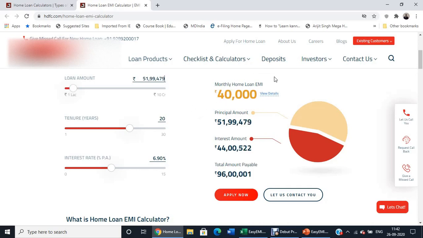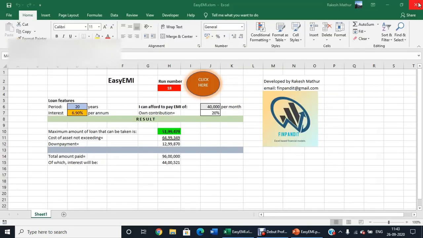It tells me that the monthly EMI would come to 40,000. The interest component will be 44 lakhs 522 rupees, and the total amount which I will repay will be 96 lakhs and 1 rupee. Exactly what the model told me. And here are the model's calculations once again. 51 lakhs 99,479 rupees loan will give me an interest component of 44 lakhs 521, and total amount that will be repaid will be 96 lakh rupees.